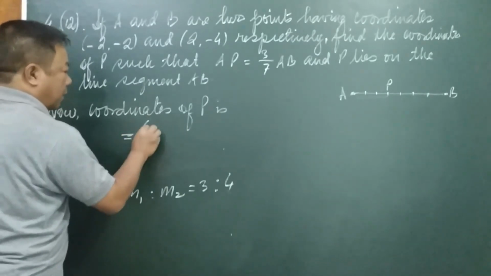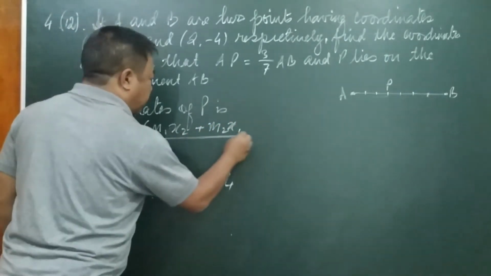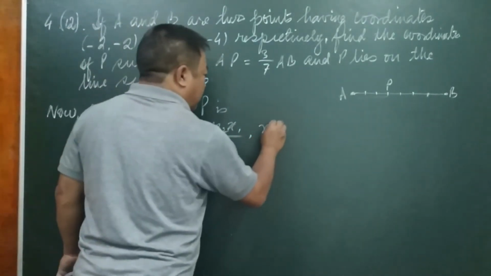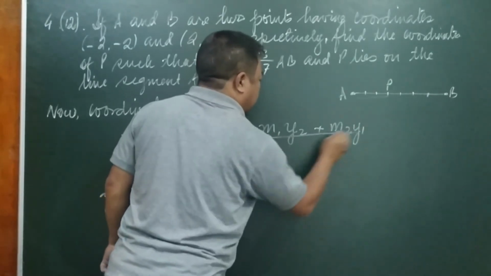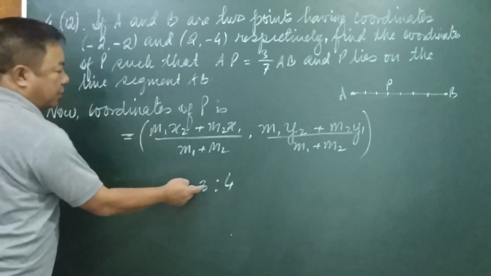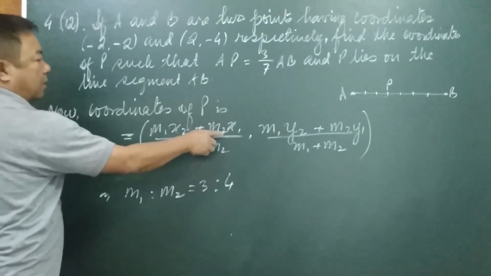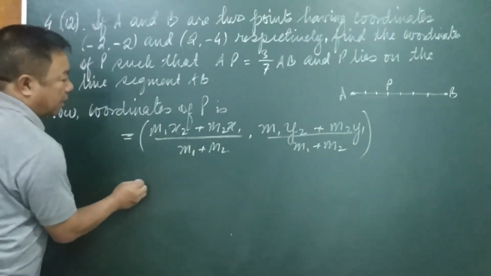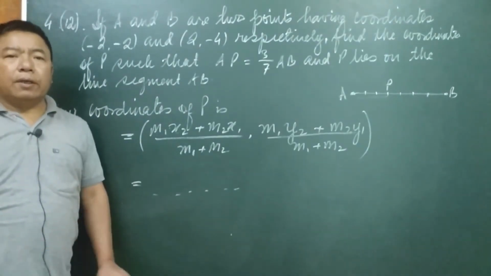equal to (m1 x2 plus m2 x1) by (m1 plus m2) comma (m1 y2 plus m2 y1) by (m1 plus m2). x2 is 2 and m2 is 4, x1 is minus 2.